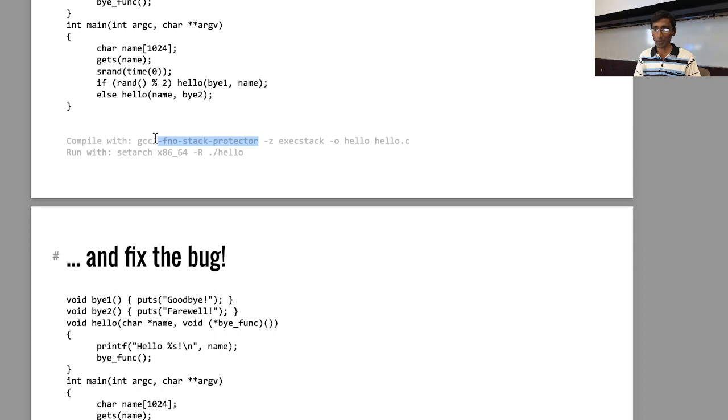That means we won't be able to continue with the program and modify the return address if we don't disable the stack protector. So this is for disabling the stack canary, and this is to allow the data part, which is the stack part, to execute the code. That gives the execution privilege to the code part also.